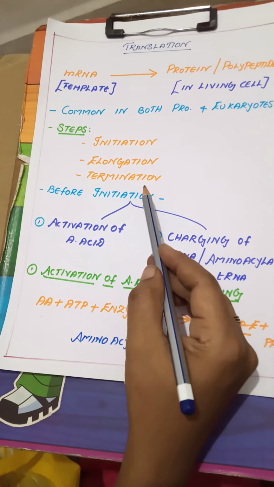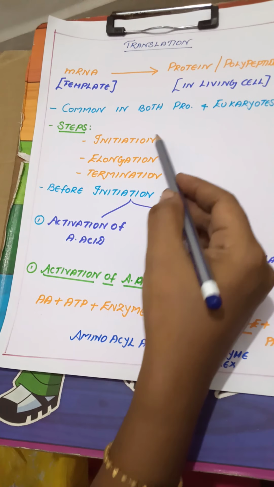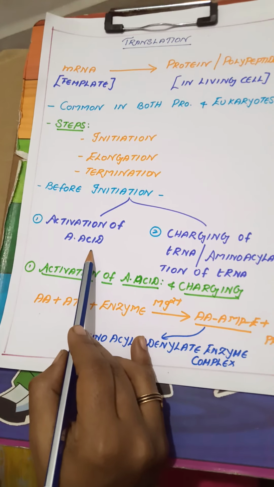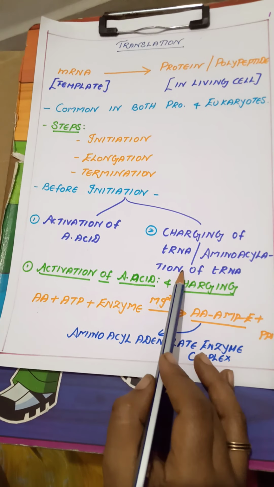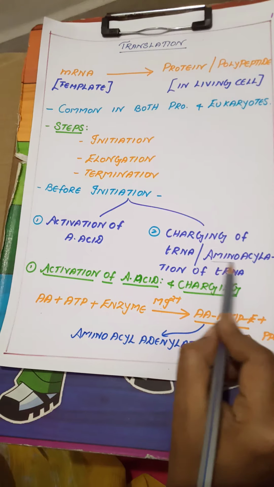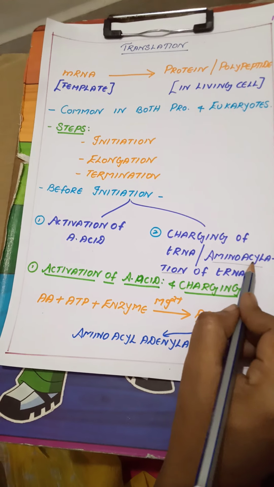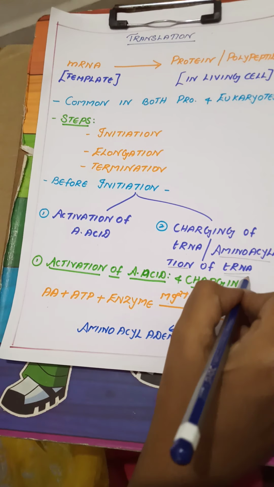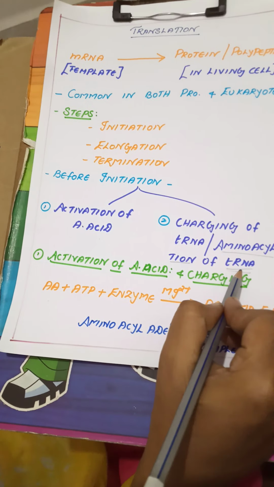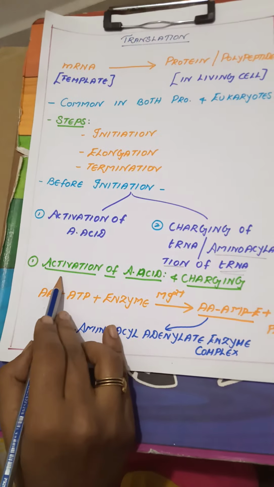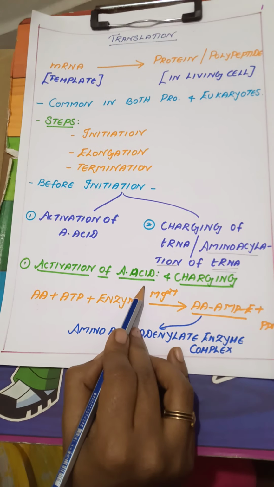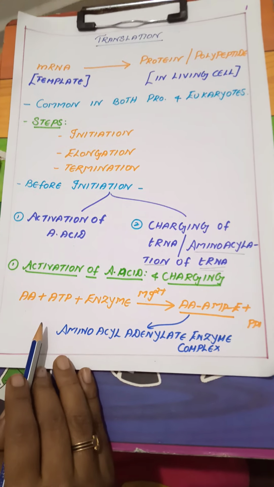Initiation, elongation and termination. Before initiation, there is activation of amino acid and charging of tRNA, that is aminoacylation of tRNA. What is aminoacylation? Addition of amino acid to tRNA, that is the charging of tRNA. That process takes place before these three steps occur. First is activation of amino acid and then charging of tRNA.